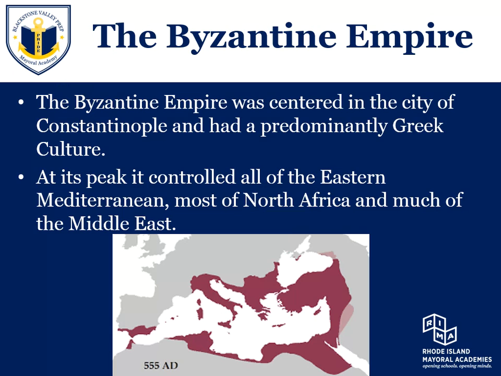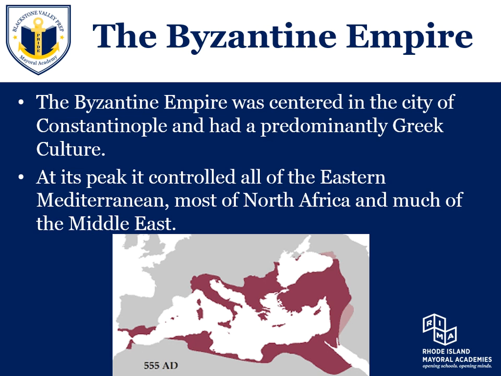Now, the Byzantines were centered in the city of Constantinople, sitting right here on the Bosporus, marking the boundary between Europe and Asia. It predominantly had a Greek culture. This ties all the way back to Alexander the Great and his conquest of the area and his bringing of Greek culture, and the adaptation of Greek culture by the people who stayed following those conquests.